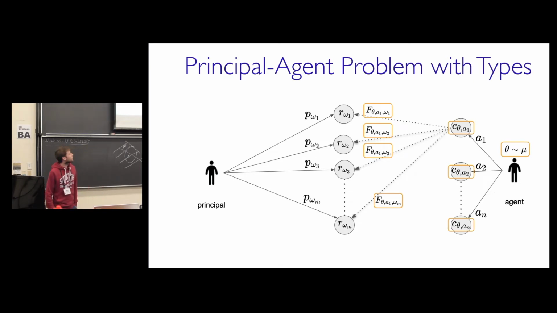In this work, we consider a problem with types. So the agent has a type that is sampled from a known probability distribution mu. And the type of the agent determines the costs of the actions and the probability distributions associated with each action.